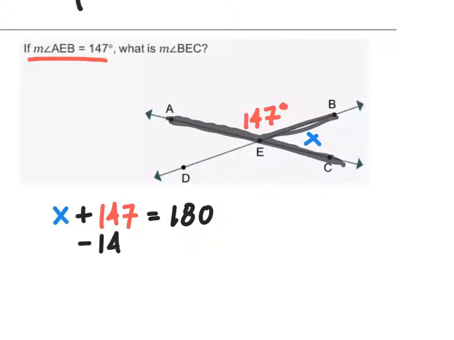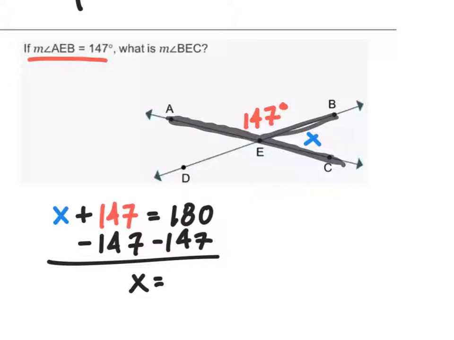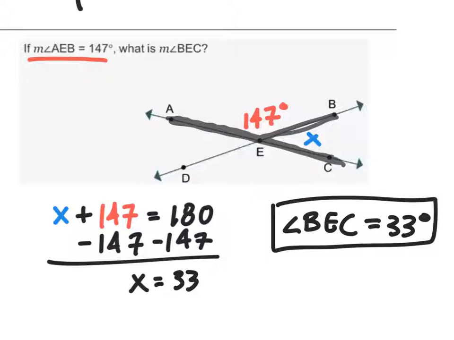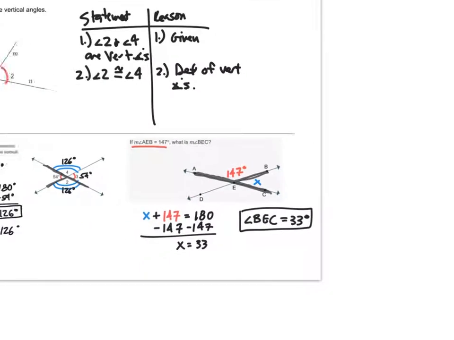If I subtract 147 from both sides and solve for x, then I get that x is equal to 33. Since x is the measure of angle BEC, I know that angle BEC is equal to 33 degrees. And that's what I'm trying to find. But notice how I had to set up an equation for this. You guys do need to show some work on this, set up equations and do all that.